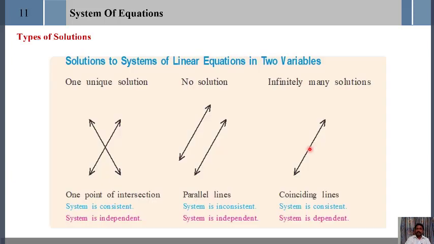Next, these are some types of solutions arrived from a system of equations. One unique solution when there are only two linear equations that intersect at only one point. So here, one unique solution. Here, no solution. Parallel lines do not provide a solution. In this case the system is inconsistent. But the system which can give a unique solution, that system is consistent and the system is independent.